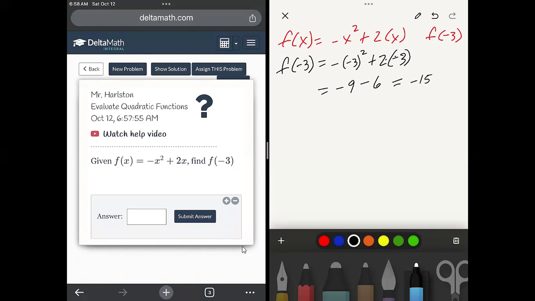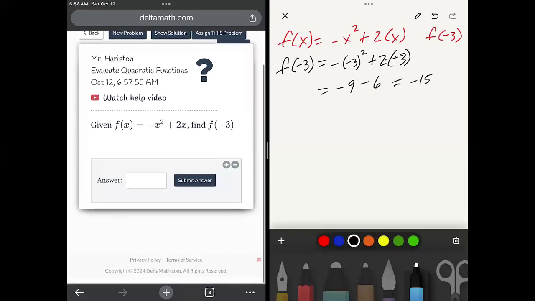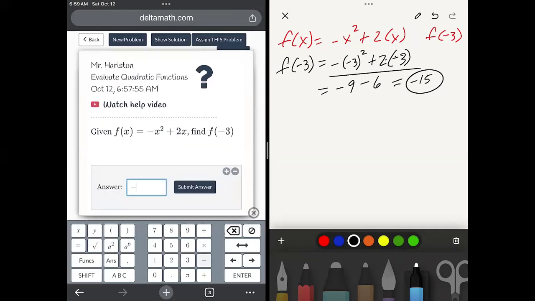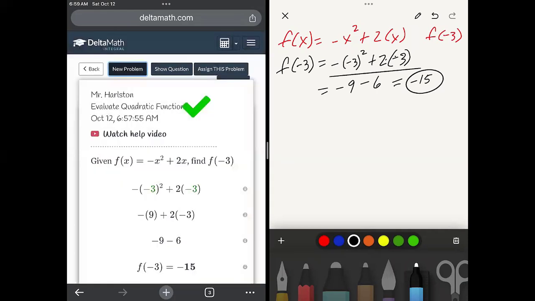Now, if you're struggling with the math, then just go and use the calculator. Where is the calculator? Well, use the calculator. In fact, I should have showed you how to use the calculator. But all you're going to do is replace the x's with the input and then calculate that using your calculator, and whatever your number is, that's your output. So in this case, it's going to be negative 15. Oops, wrong place. And then you submit it, and it says wonderful job.